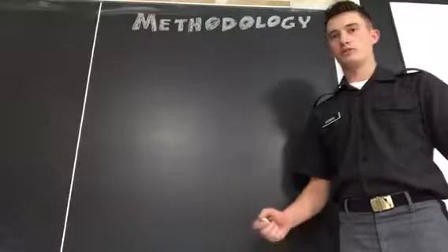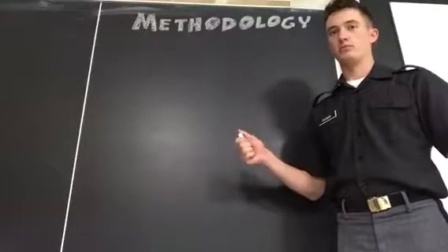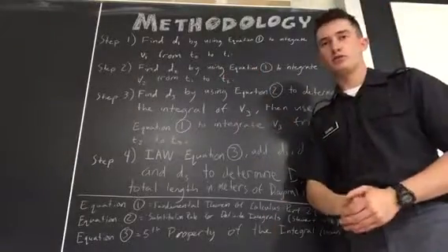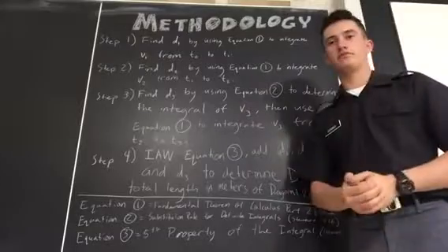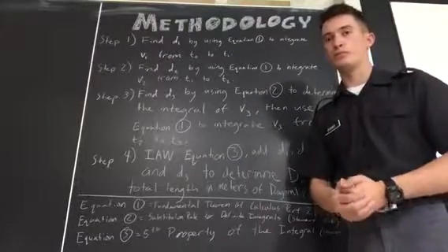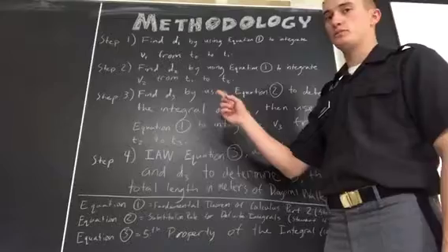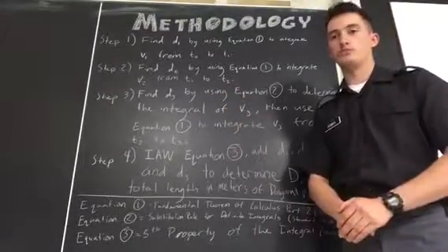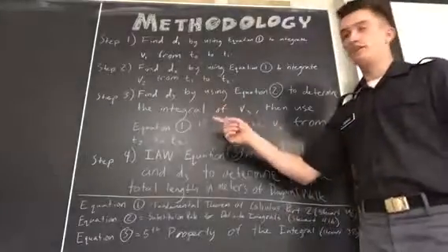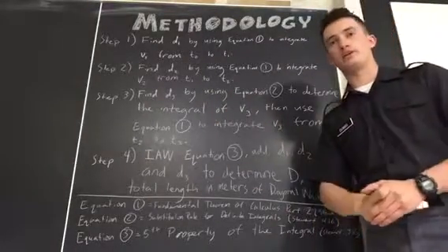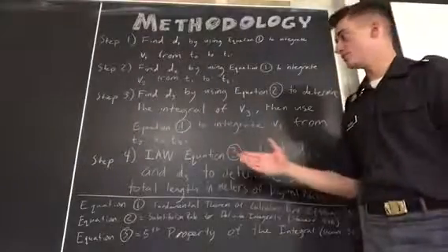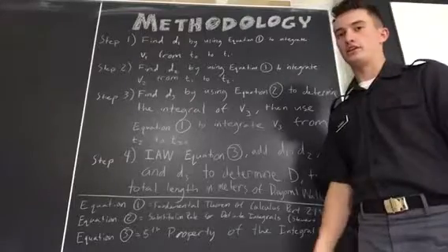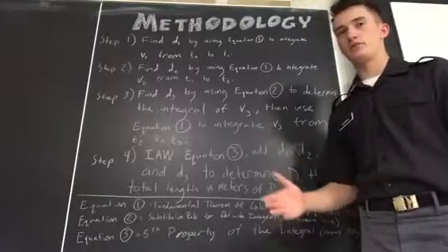The next element of the quality rep is the methodology. This is where we describe the problem-solving process. For methodology, the first thing we're going to do is find d1 by using the fundamental theorem of calculus part 2 to integrate v1 from time 0 to time 1. The second thing we're going to do is find d2 by using the fundamental theorem of calculus part 2 to integrate v2 from time 1 to time 2. The third thing we're going to do is find d3 by using the substitution rule for definite integrals to determine first the integral of v3, and then we're going to use the fundamental theorem of calculus part 2 to integrate v3 from time 2 to time 3.